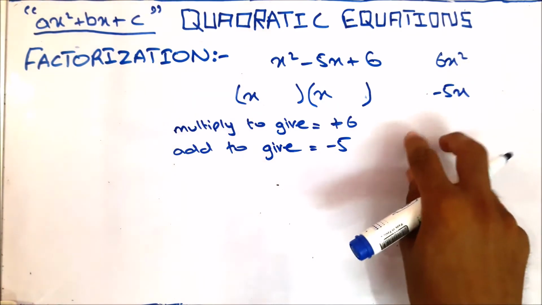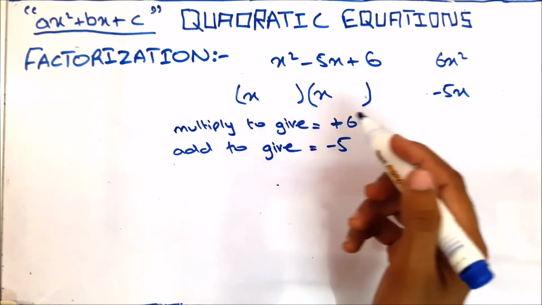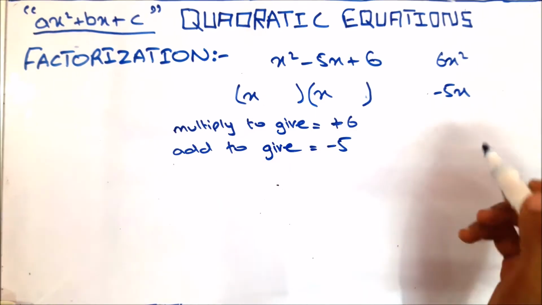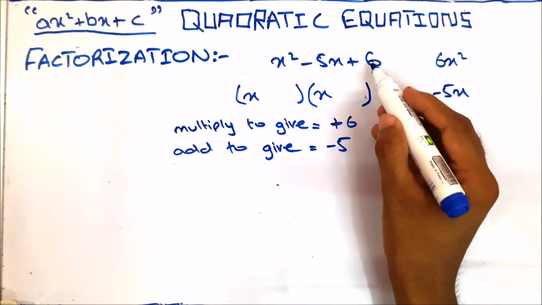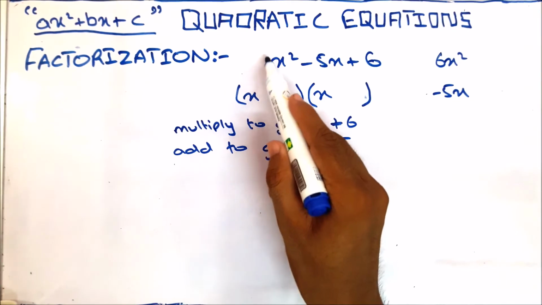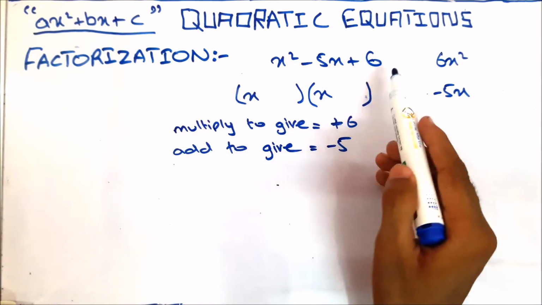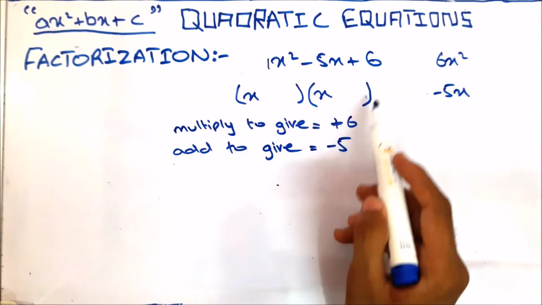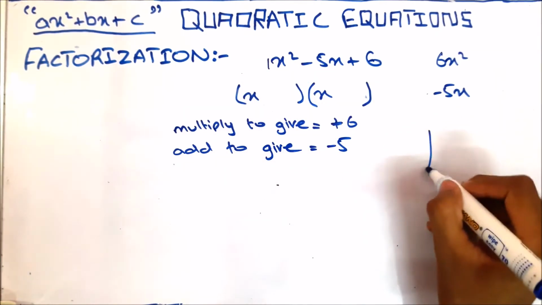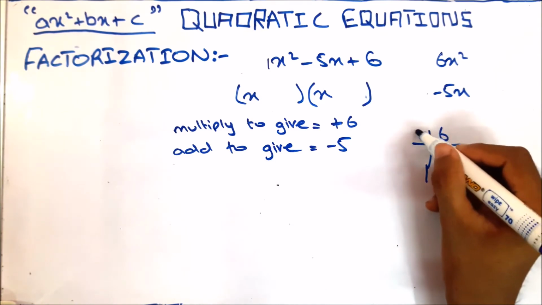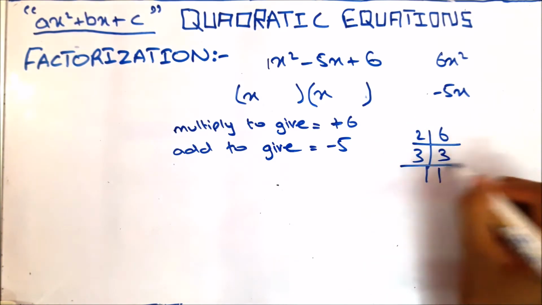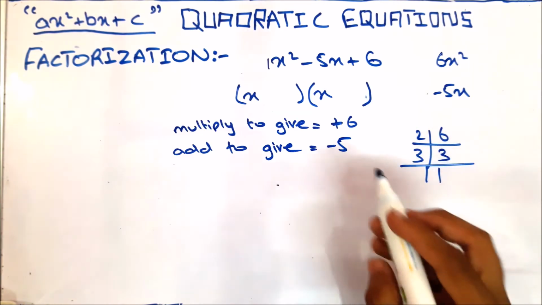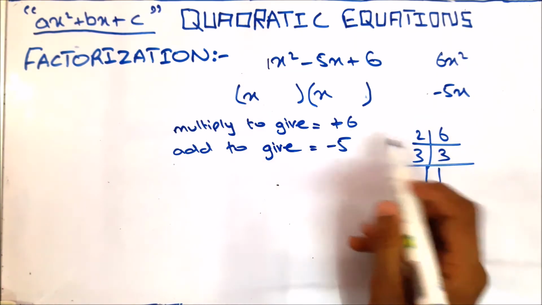Okay, so what are these 2 things? The best way is to take the LCM of the multiple of this a and c. When we multiply this a and c, we get the number. In this case, we get 6 multiplied by 1, we get 6. So when we take the LCM of 6, we get 2 times 3 and 3 times 1. There are only two numbers 2 and 3 which multiply to give 6. So when we multiply 2 and 3 we get 6.